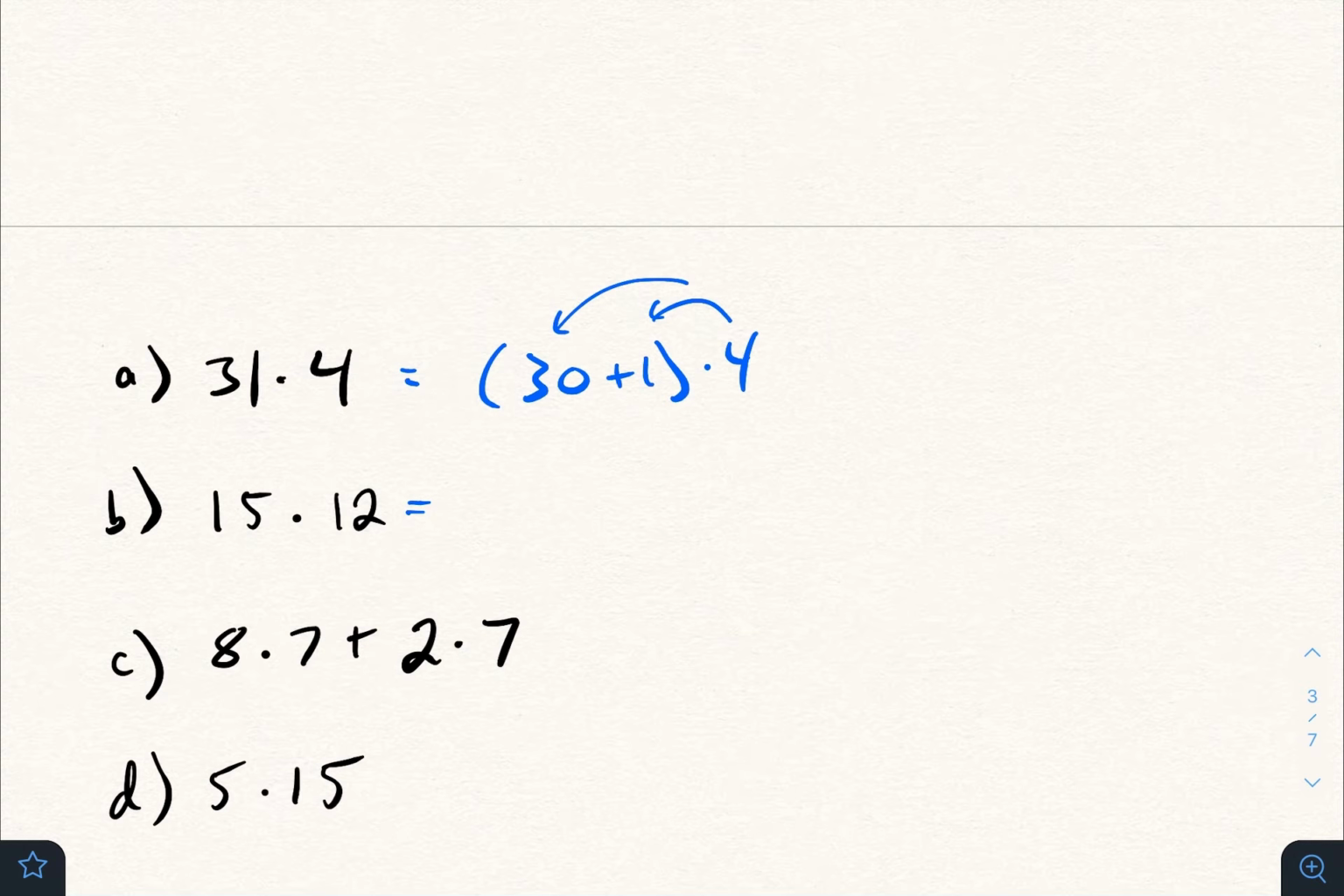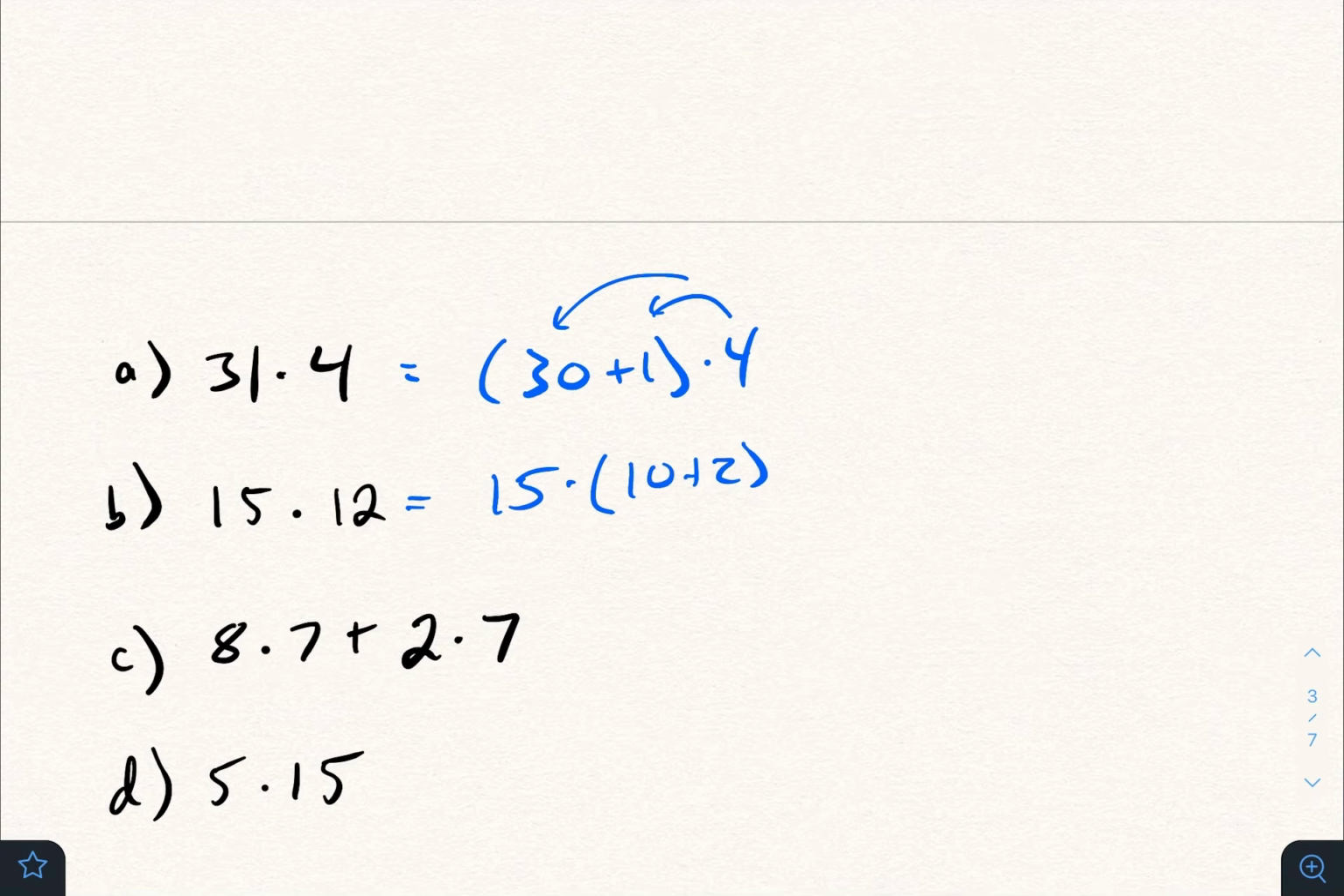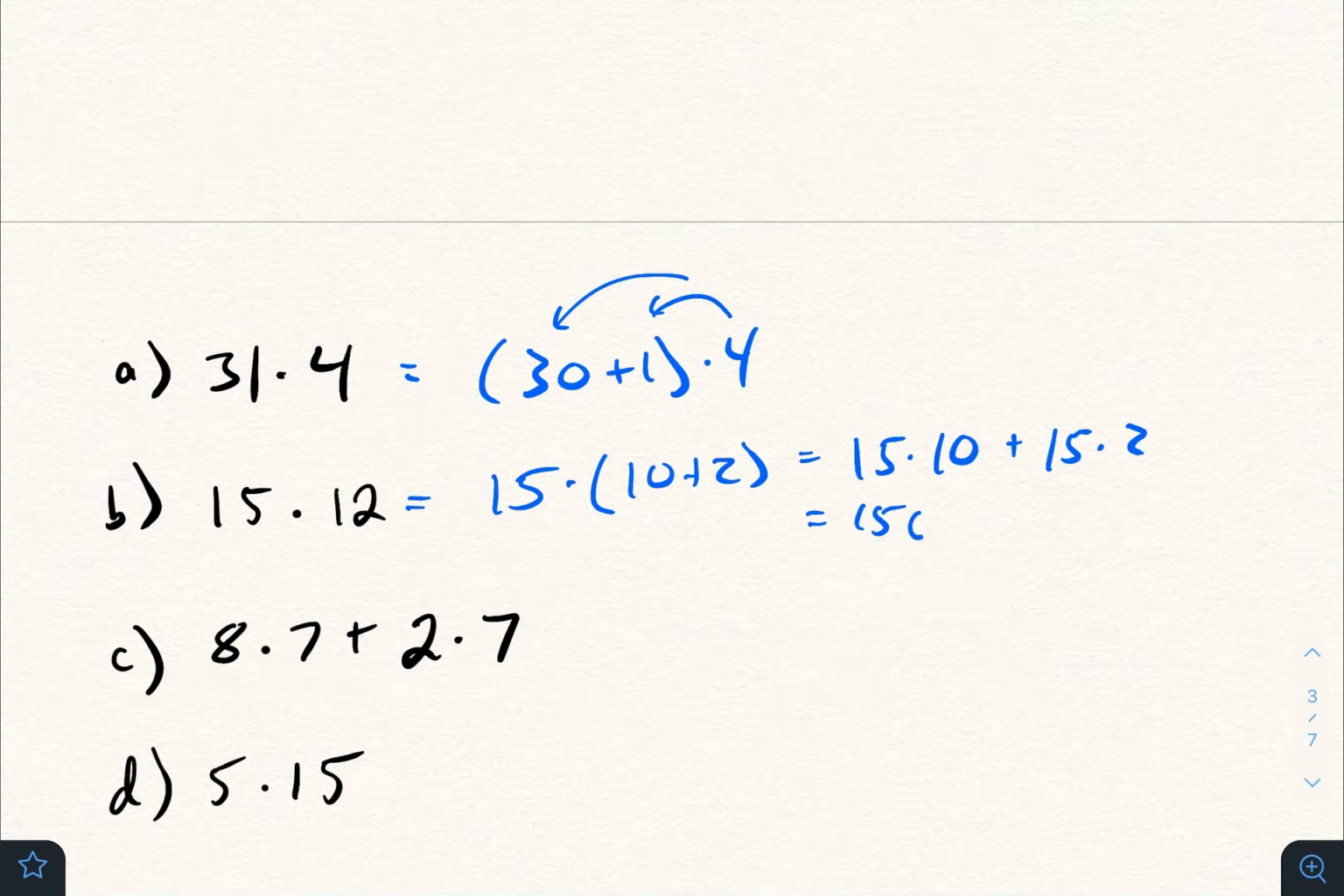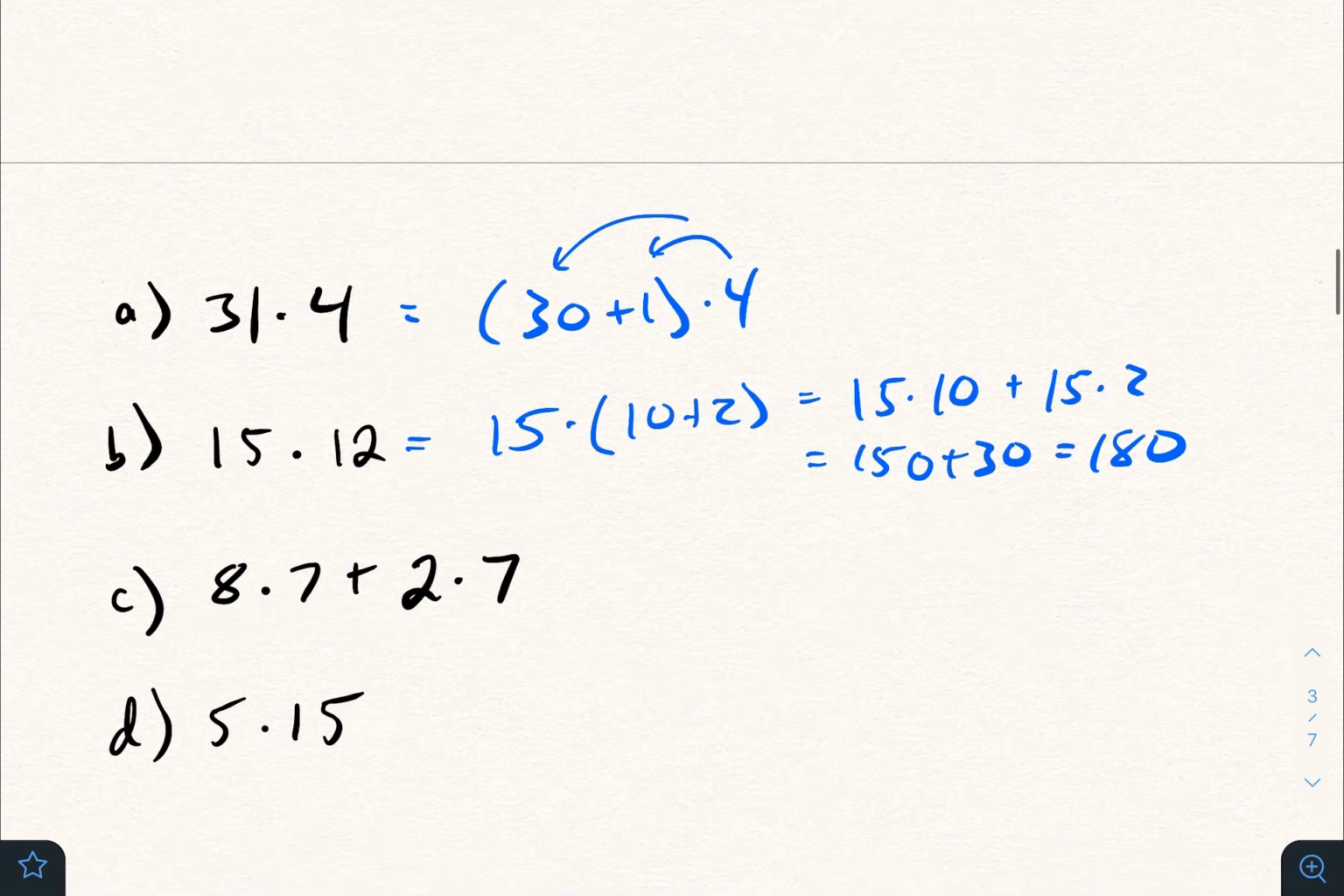You could do that for 15 times 12 as well. There's like a bunch of different ways that you could do this. So maybe you could do this as 15 times 10 plus 2. So this would be 150 plus 30, which would be 180. And that's just coming from the distributive property. We distribute this 15 to both terms. And now this is 150 plus 30, which is 180. Okay, so again, distributive property makes things a lot easier to do in your head.